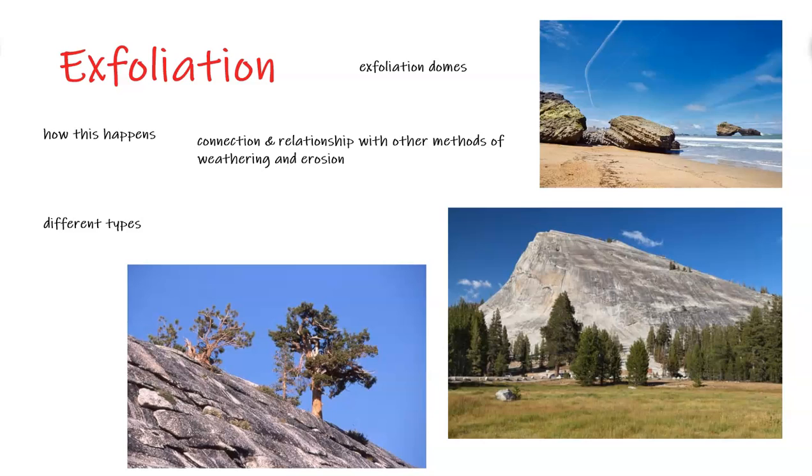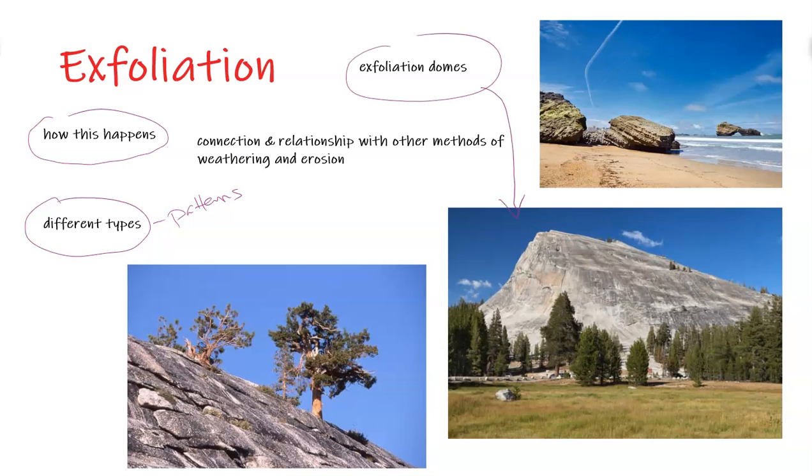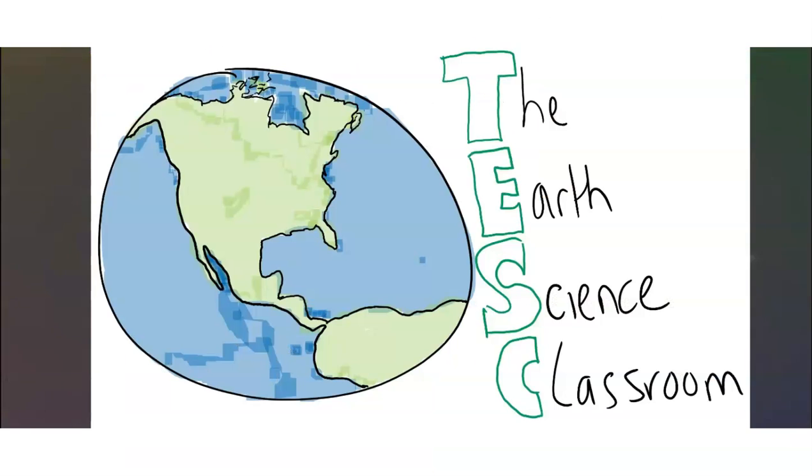So it's going to cover how this happens. We're going to look at different types and patterns that this can also occur in. We'll look at exfoliation domes, like this one right here, Half Dome in Yosemite, it's beautiful. And we're going to look at the relationships and connections between other methods of weathering, both mechanical and chemical, and erosion, how they work together, how they concurrently work on the rock to break it down and then transport it to new locations.